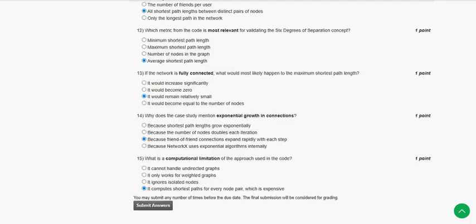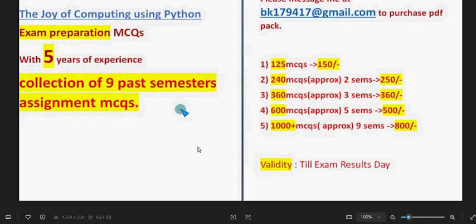So friends, these are the most probable solutions for the week 9 assignment of the course Joy of Computing using Python.